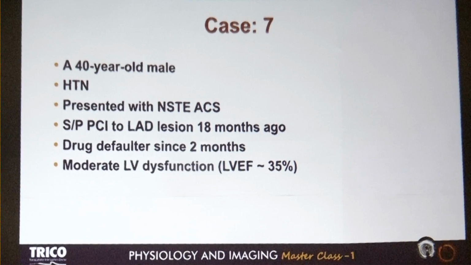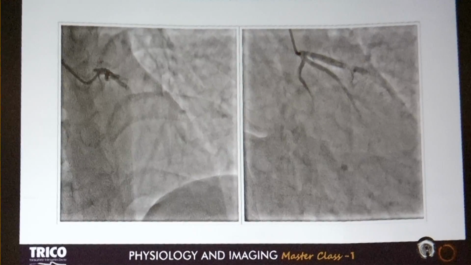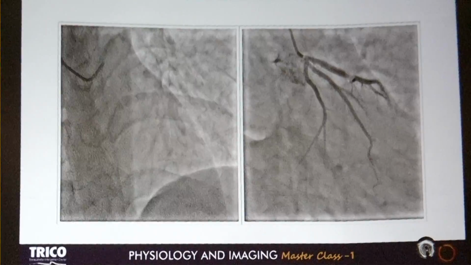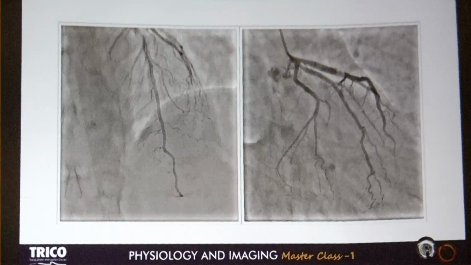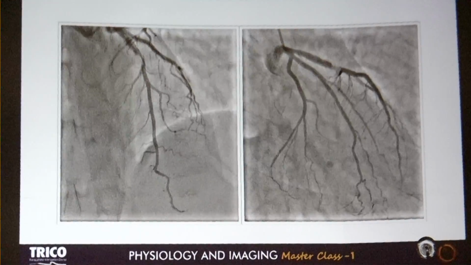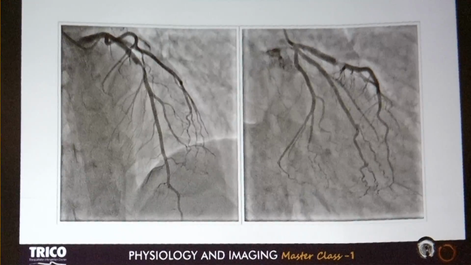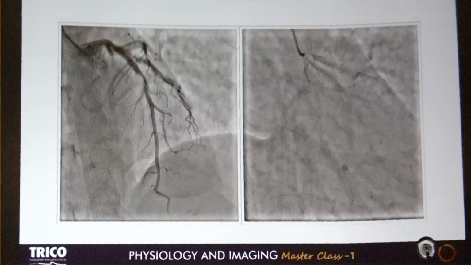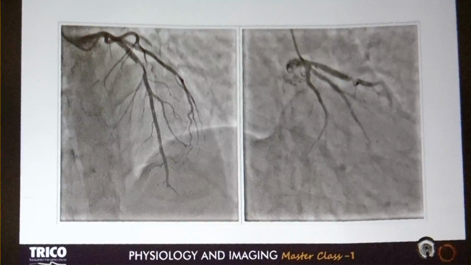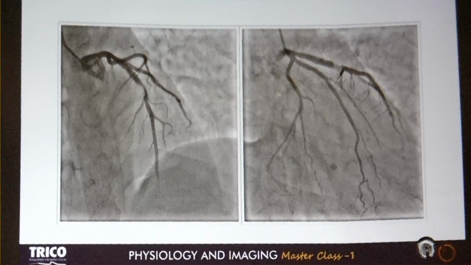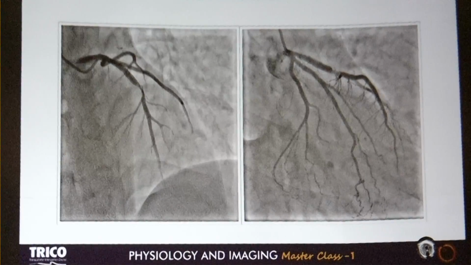Another case is a 40-year-old male, hypertension, presented with NSTE-ACS, post PCI to LAD 18 months ago. Now the patient is a drug defaulter since 2 months and presented with moderate LV dysfunction, and this was the angio picture: anterior wall MI, drug defaulter, stented 18 months ago. Now, supposing you have no access to imaging, what will you do? Simple, you will make sure that this area is stented. Agreed or not? Yep.